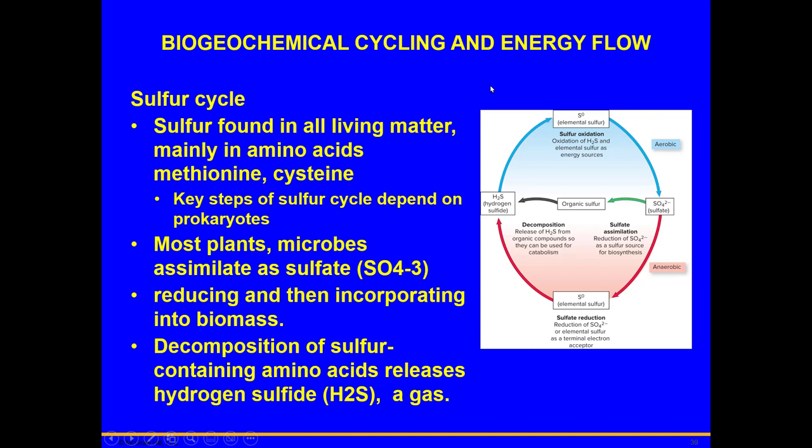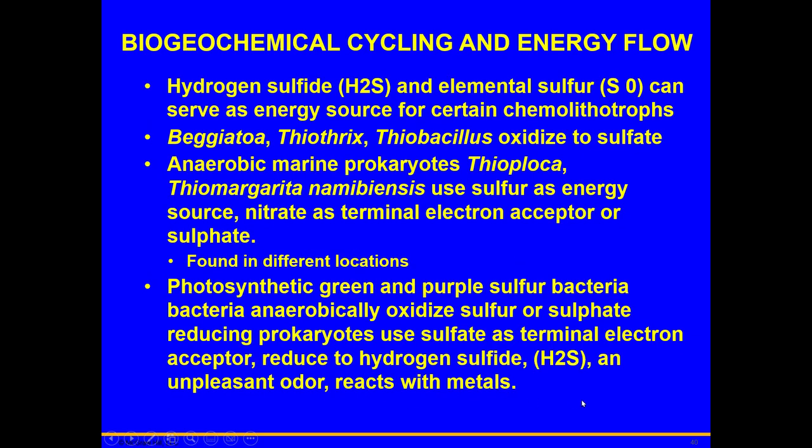Most plants and microbes assimilate sulfur in the form of sulfates, the sulfate ion, with a -2 charge. They reduce it, and then they incorporate that into their biomass. The decomposition of sulfur-containing amino acids releases hydrogen sulfide, which is the smelly gas that you get. It's referred to as the smell of rotten eggs.